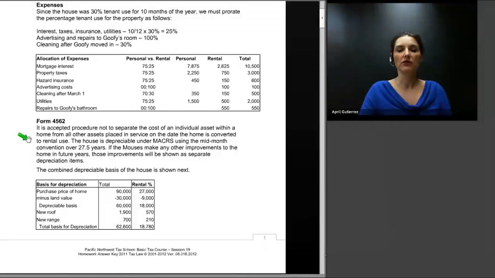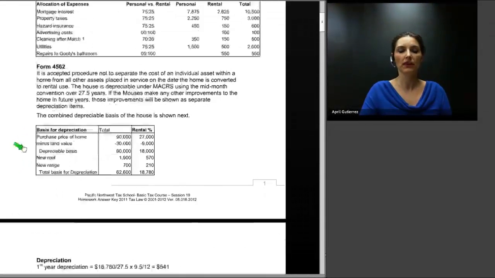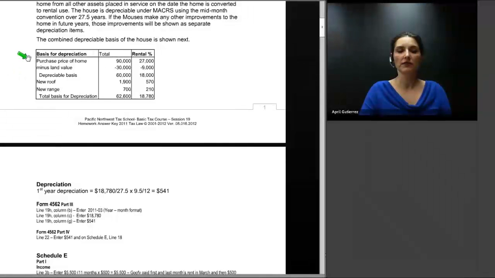The house is depreciable under MACRS using the mid-month convention over a period of 27.5 years. If the Mouses make any other improvements to the home in future years, these improvements will be shown as separate depreciation items. The combined depreciable basis of the home is shown next, and we look at the purchase price of the home, which was $90,000, minus the land value, gives us a depreciable basis of $60,000, but of course we've got the rental percentage on each of those lines.